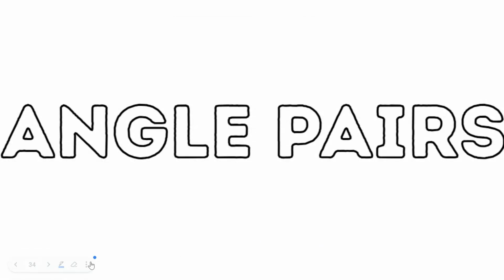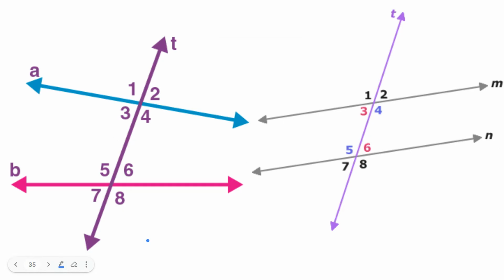Alrighty, so we're going to talk about angle pairs, and specifically a certain type of angle pairs created by a certain type of lines. Here on the left, I have a picture that has lines A, B, and T, and they create some intersections. Both pictures have this transversal, or a line that cuts through a set of lines.